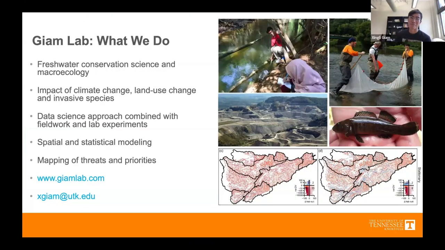So in my lab and my research team, I work with my students and my collaborators, and we work on projects related to freshwater conservation science and macroecology, which means we use a lot of data science approaches to analyze data sets that are publicly available. A lot of these data sets are collected by state agencies, federal agencies like the EPA, USGS, and various states. And they include things like fish monitoring data, climate data, stream flow data, and things like that.